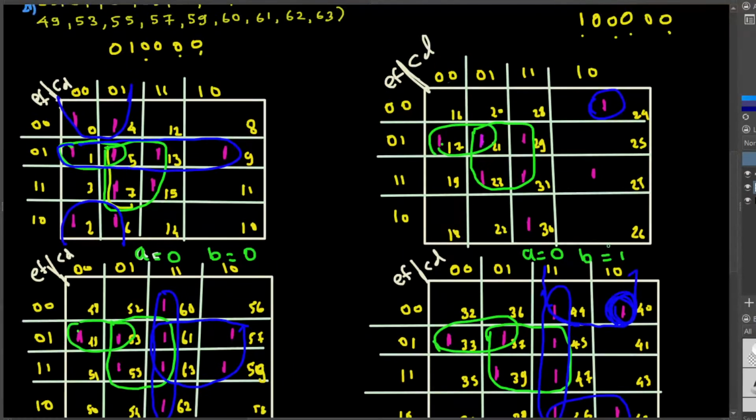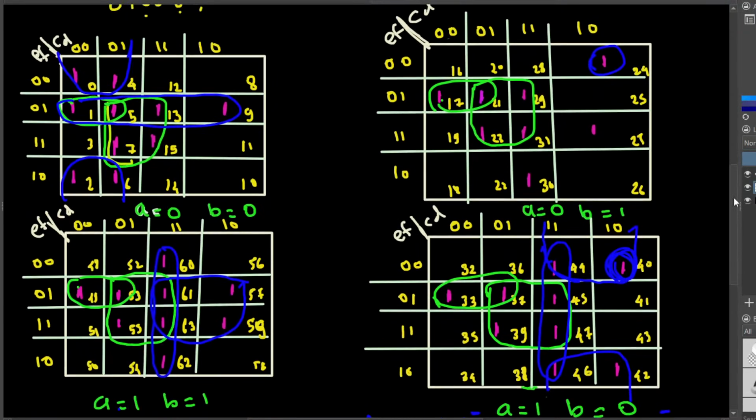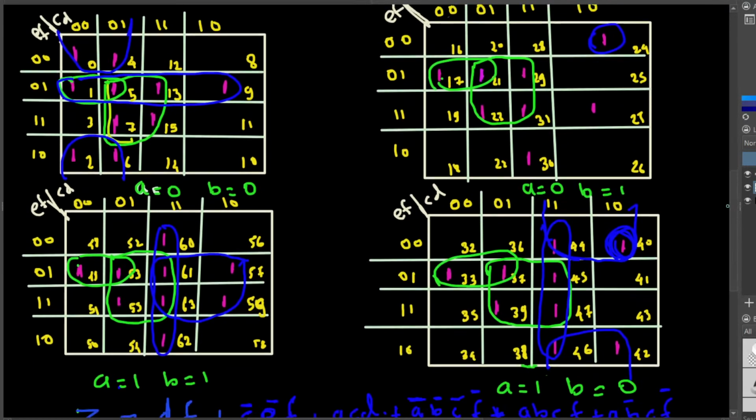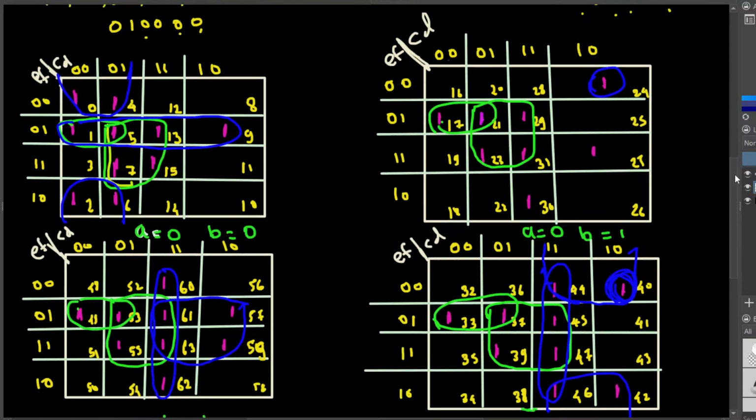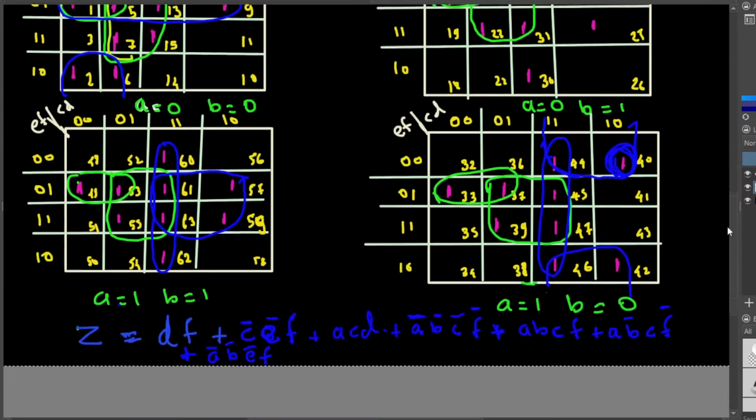You see the same location, right? So what is changing? A is changing. A is 0 here, 1 here. Changing. B is 1 here, 0 here. Changing. So both of them are eliminated. How about C and D? C and D are 1 0 1 0. So both of them are going to be there.